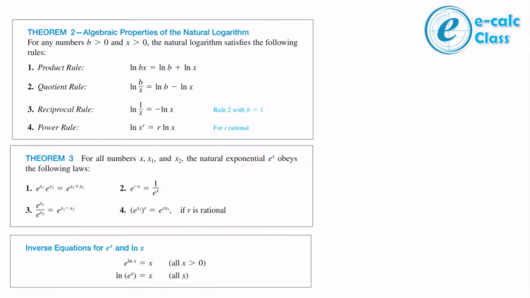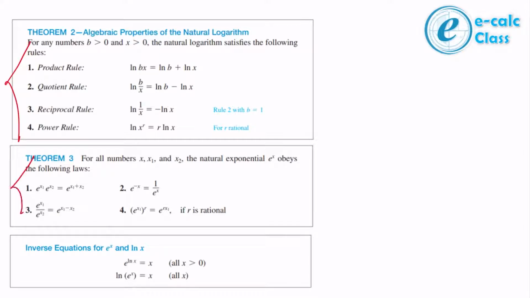Alright, then the next one is exponential and logarithmic functions. So I hope you know what ln is, which is natural log, base e, or we read it as ln. Alright, so these are the algebraic properties. We have the product rule, quotient rule, reciprocal rule, power rule, and I'm sure that you have practiced a lot in your high school or even in your college algebra, right?